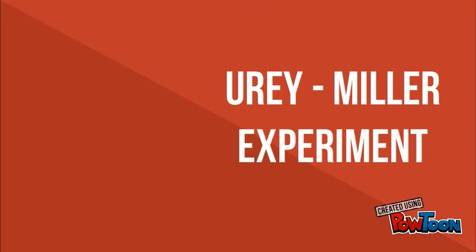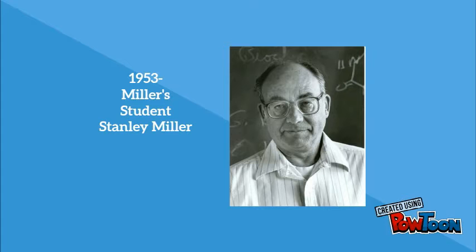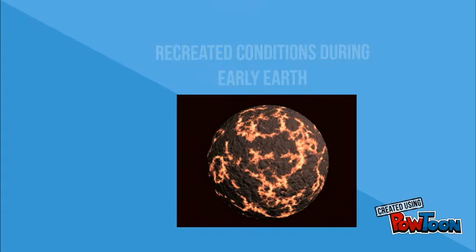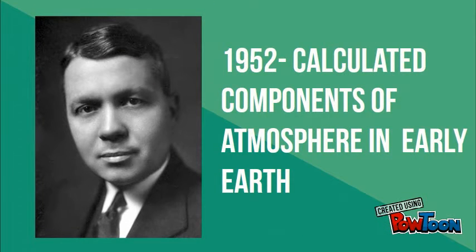The Urey-Miller experiments were recognized as an important breakthrough in the study of the origin of life. During 1953, Harold Urey's student Stanley Miller recreated conditions during early Earth, the Hadean Earth, to see if living things could exist during that time. Before this experiment, Urey calculated the components in the atmosphere of early Earth during 1952.